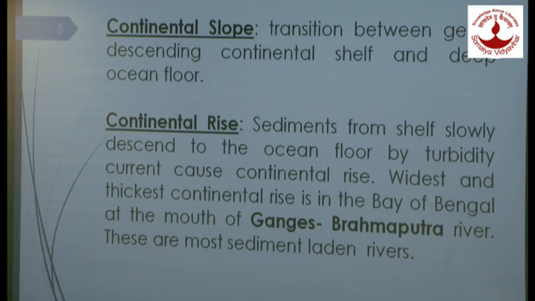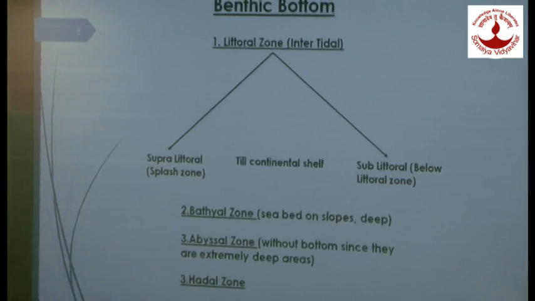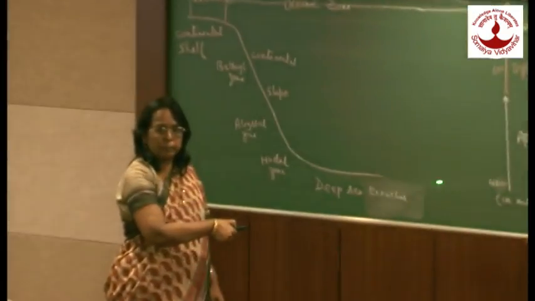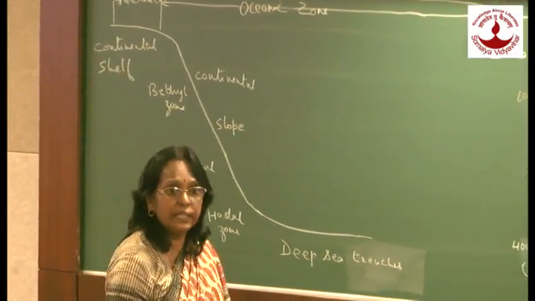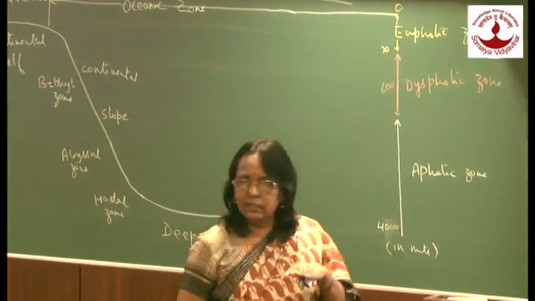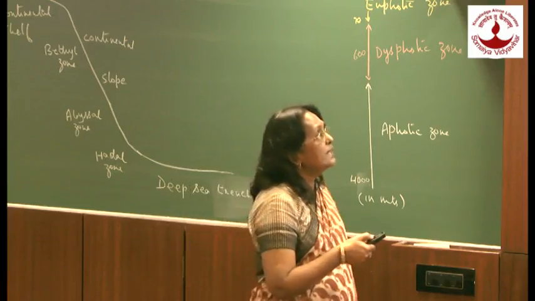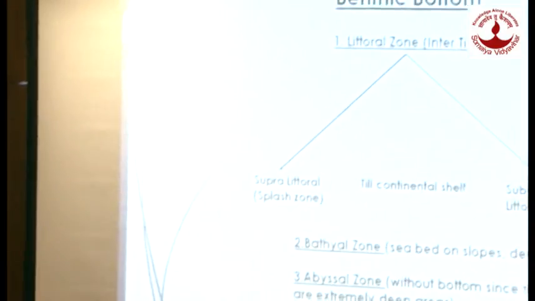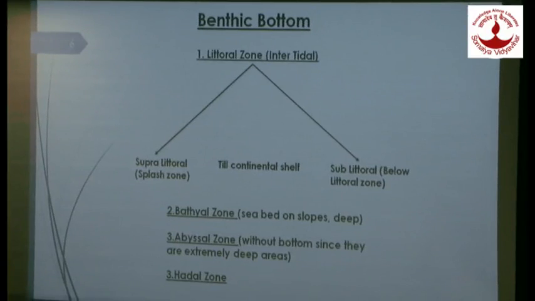Alright? Now, we had talked first about the pelagic zone. Now let's talk about the benthic bottom. The benthic bottom is the land part of it. The entire land part of it we call the benthic bottom. And over this benthic is present the water mass. Now, the first division of the benthic bottom is the littoral zone, or we call it the intertidal area.